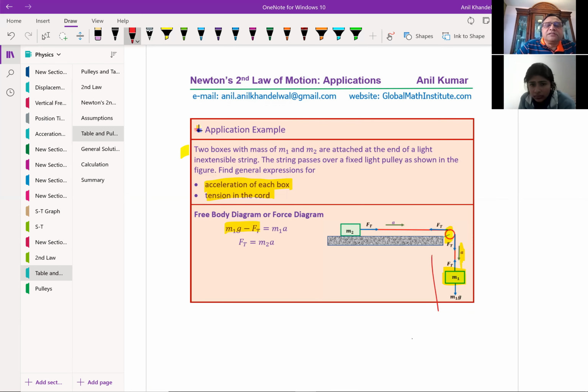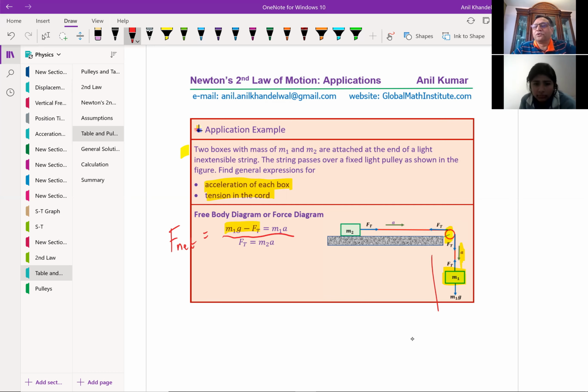Net force for us is the difference between the downward pull due to gravity on this mass and the tension in the string. The tension is always in the opposite direction. Therefore, we wrote an equation: m1g minus Ft. That is the net force.